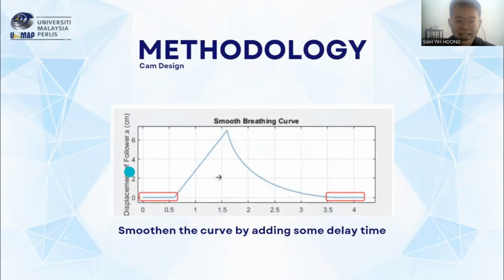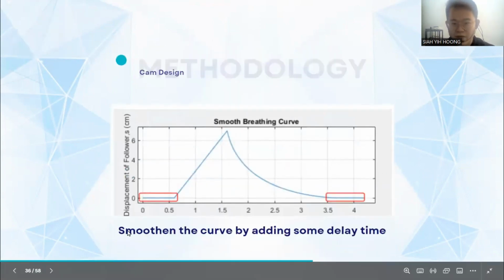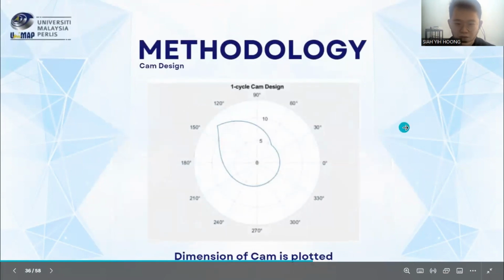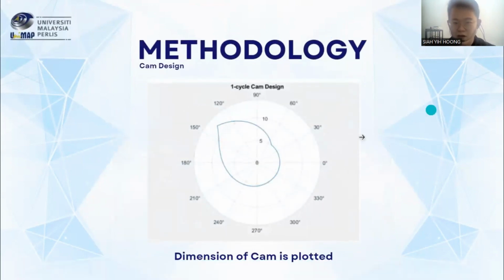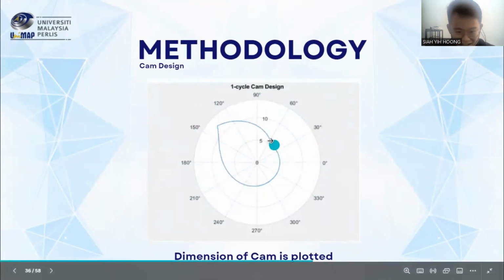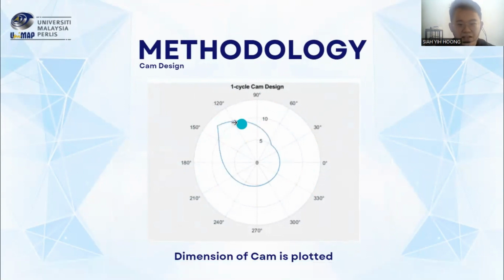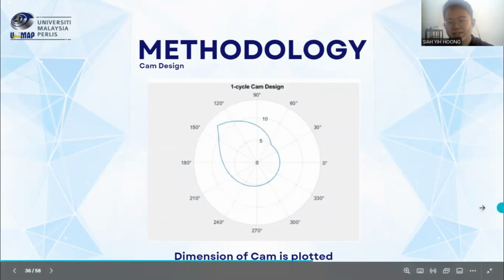So after we get these curves, the waveforms, they will be converted into polar coordinates. Then the polar coordinates will be converted again into Cartesian coordinates. So we can get the x locations and y locations of this design, and it will be the cam profile design.